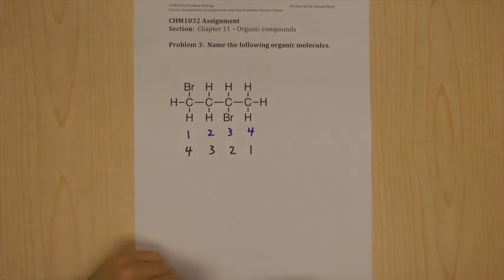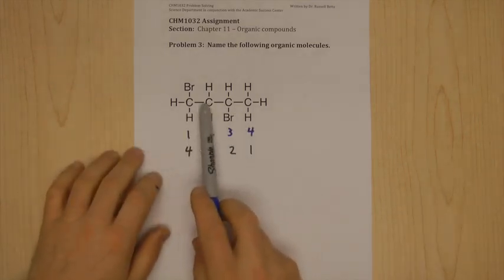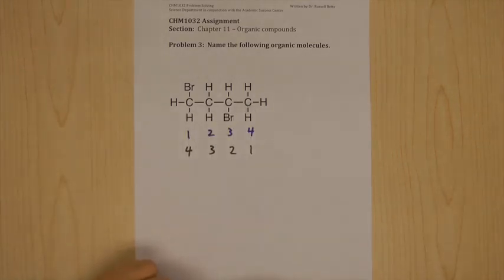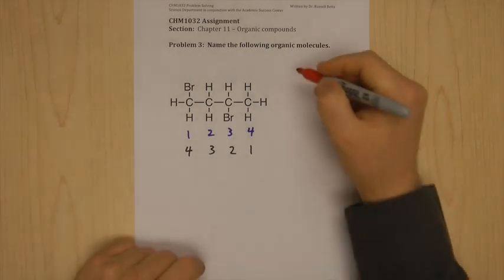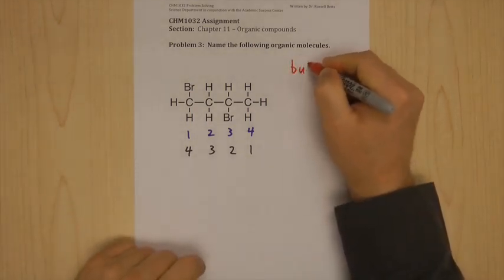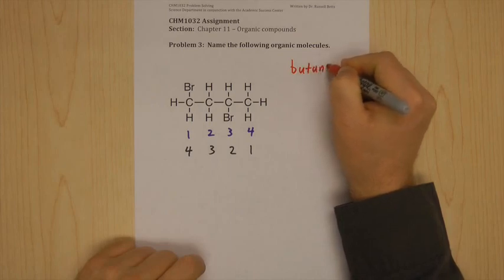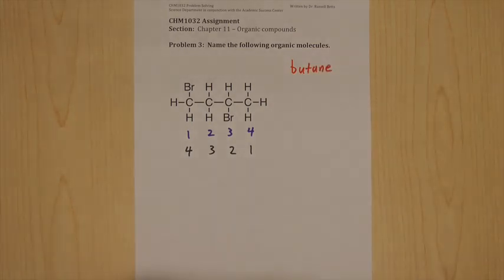Okay, now let's count how many carbons we have. 1, 2, 3, 4. So we have 4 carbons in a continuous, non-broken carbon chain. That's known as butane. 4 carbons in a continuous chain is butane. So no matter what happens, this molecule will be called a butane of some sort.